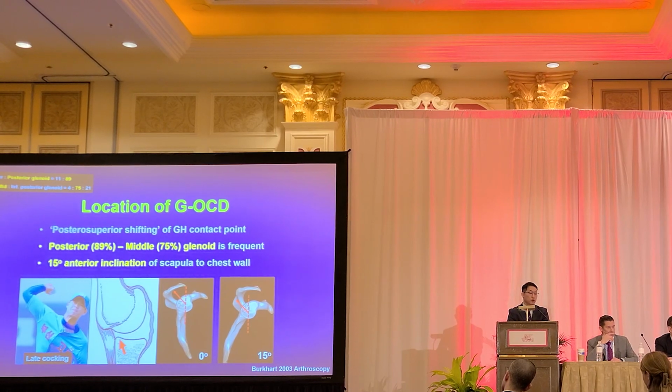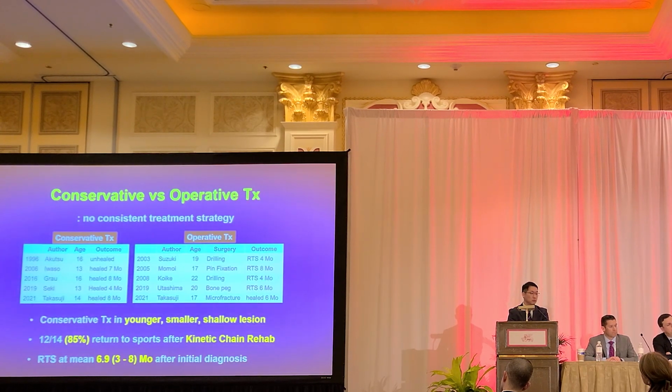Although the posterior superior shifting occurs in late cocking, the most prone area is the mid-posterior region. As the scapula tips forward 15 degrees, it is thought to contact more often in the mid-posterior rather than the posterior superior glenoid. There is no consistent strategy for treatment, but young, small, and shallow lesions are more effective with conservative treatment. In this study, 85% of the players successfully returned to sports after conservative treatment.